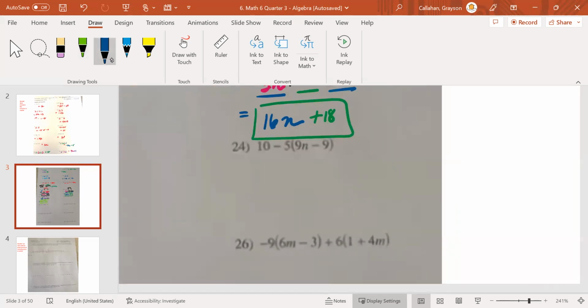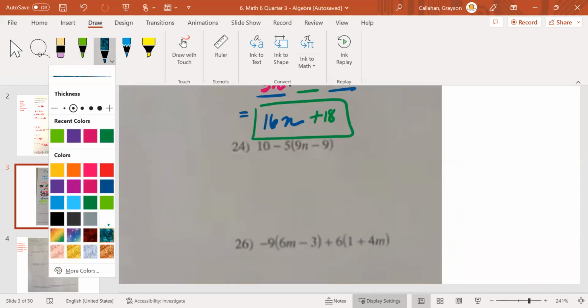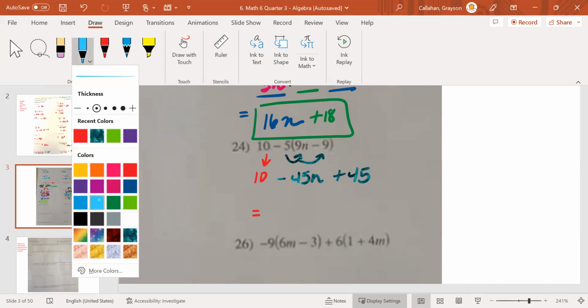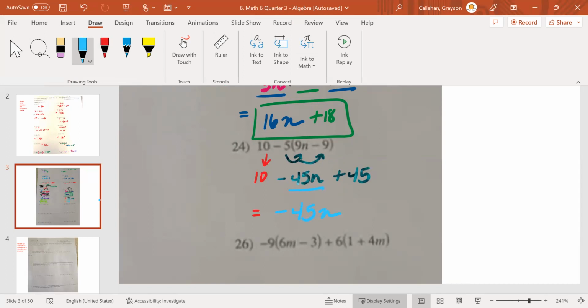Number 24. So when you distribute, you don't always have to distribute above. You can also distribute below, which gives you negative 45n plus 45. And don't forget your 10 in the front. Now you want to combine like terms. When you do that, you start off with the one with a variable. And sometimes if they have a higher power, like negative 45n to the third power, then you write that first. It's always based on the highest power, called standard form. So then you combine 10 and 45, which is then 55. So that is your answer.